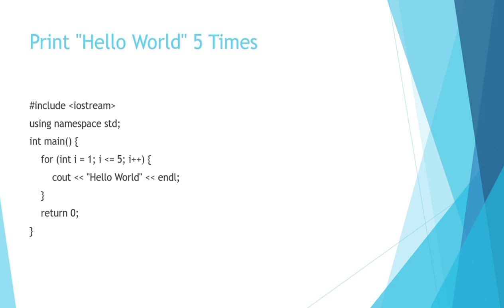This is a for loop that will execute the code inside the curly braces multiple times, 5 times in this case. The loop starts with i initialized to 1. The loop runs as long as i is less than or equal to 5. This ensures that the loop will execute 5 times, printing the message hello world 5 times.